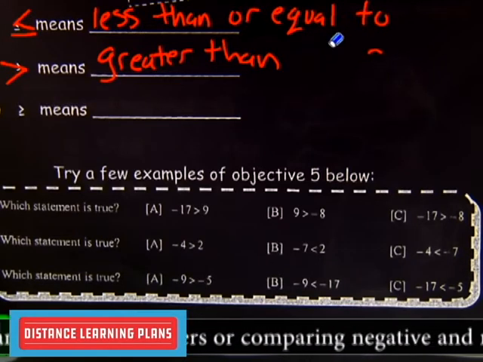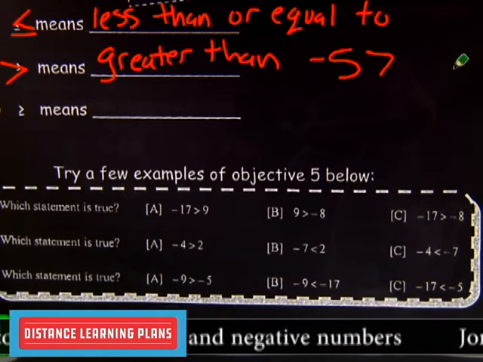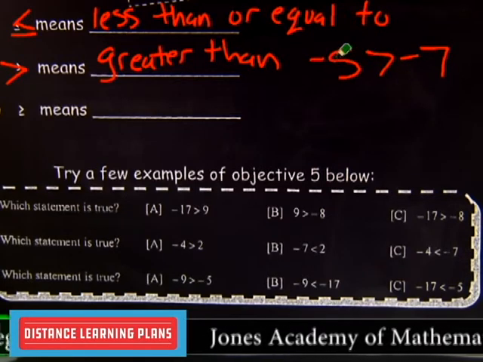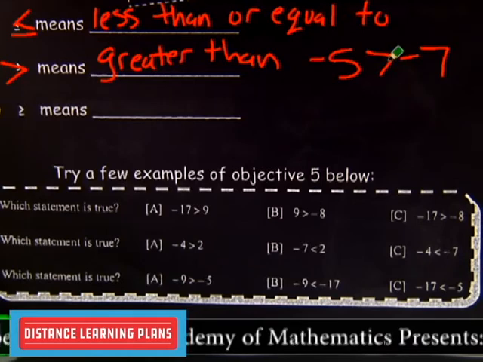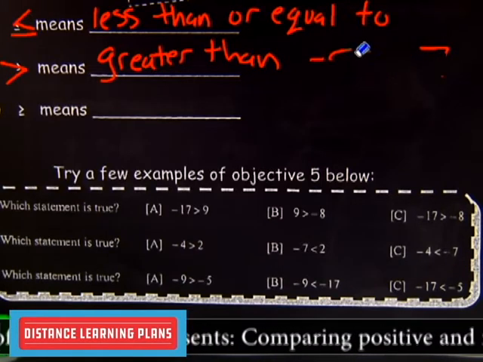Or if you're talking about two negatives, negative 5 is greater than, well, you better say something like negative 7. On the number line, negative 5 is greater than negative 7. Negative 5 is bigger than negative 7. Negative 5 is to the right of negative 7 on the number line.